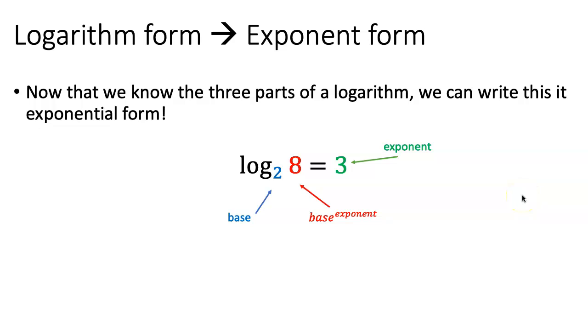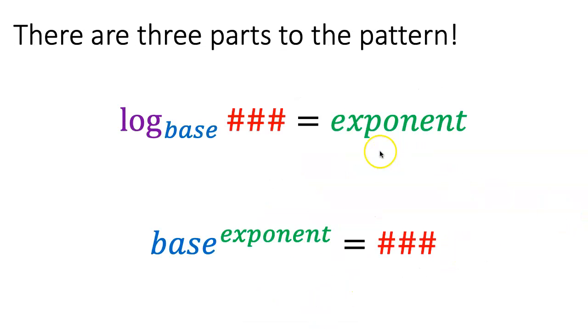So now we know the 3 parts of a logarithm. We can put it in exponential form if we need to. The base is 2, so I'll start with that. Next, I'll grab the exponent. It's over here, the 3. And then what that base to the exponent equals is 8. So the base, the exponent power, and what it's going to equal. That's the pattern we have.